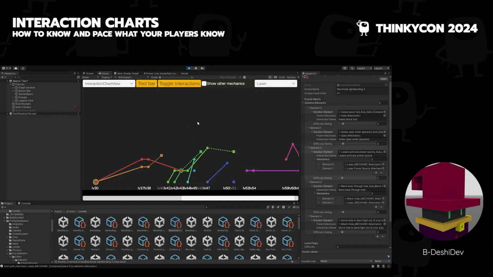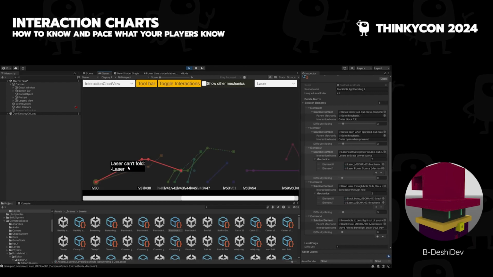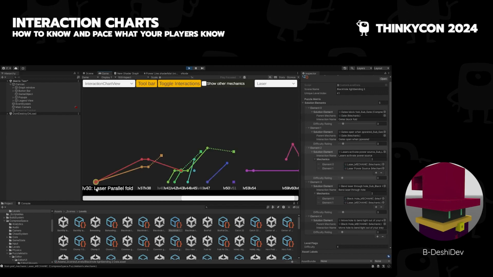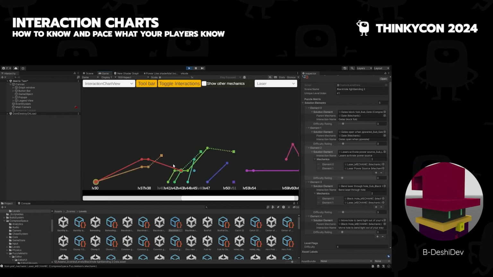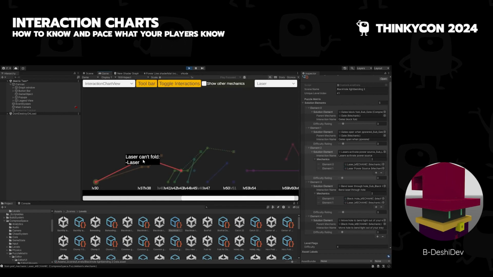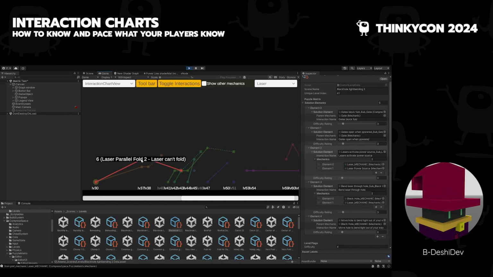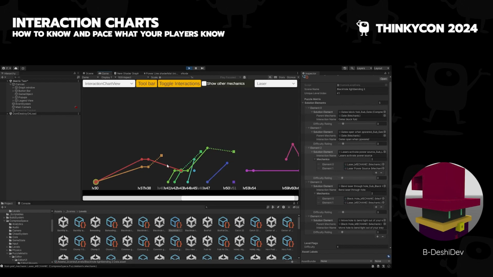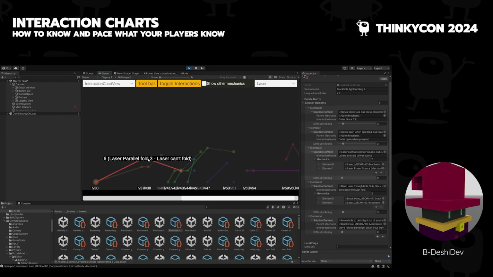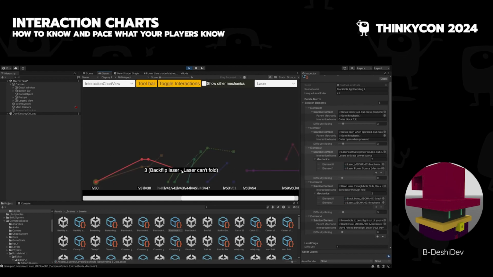For example, for the laser mechanic, these are the interaction charts, and this one, laser can fold, starts at level 30 at a difficulty of 0, and then it reaches its peak in this level, laser parallel fold 2, at a difficulty of 6, but it continued to be used beyond that point, at the same difficulty level in laser fold 3, or at a lower difficulty level of 3 in backflip laser.